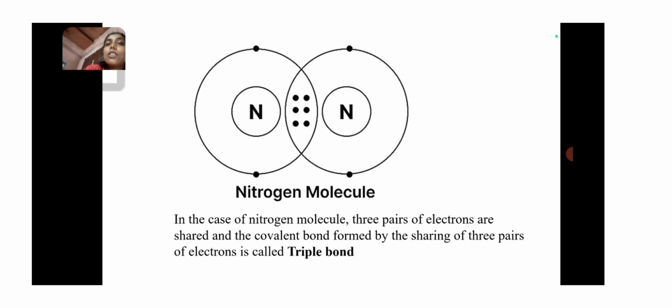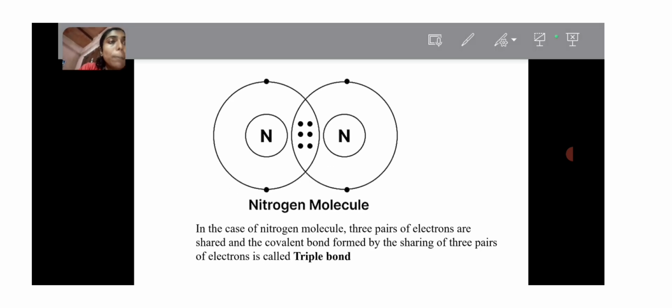So in the case of nitrogen molecule, 3 pairs of electrons are being shared, and the covalent bond which is formed by sharing of 3 pairs of electrons is known as triple bond. So here 3 pairs of electrons are shared in order to get an octet electronic configuration.